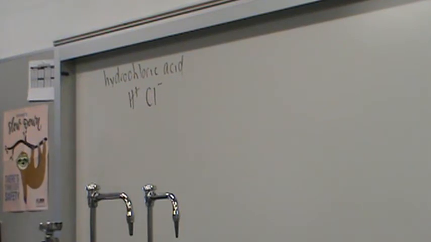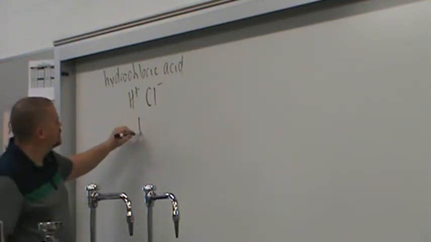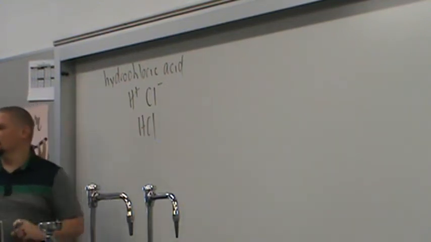Okay, so now that we have our two ions, hydrogen with a +1, chlorine with a -1, are our charges like numbers? Yeah, so we're in a 1-to-1 ratio. Our formula is going to be HCl. HCl.